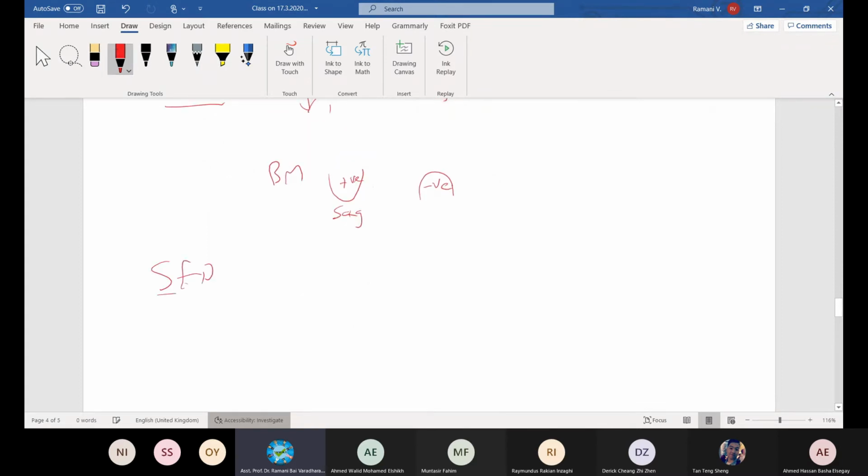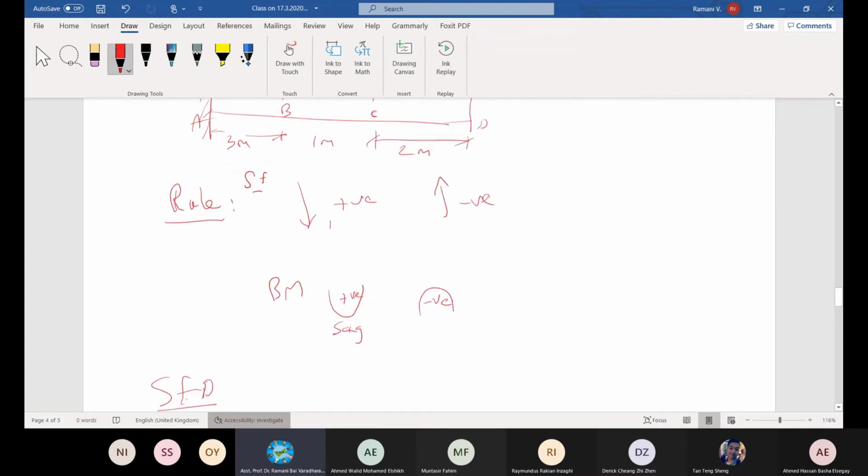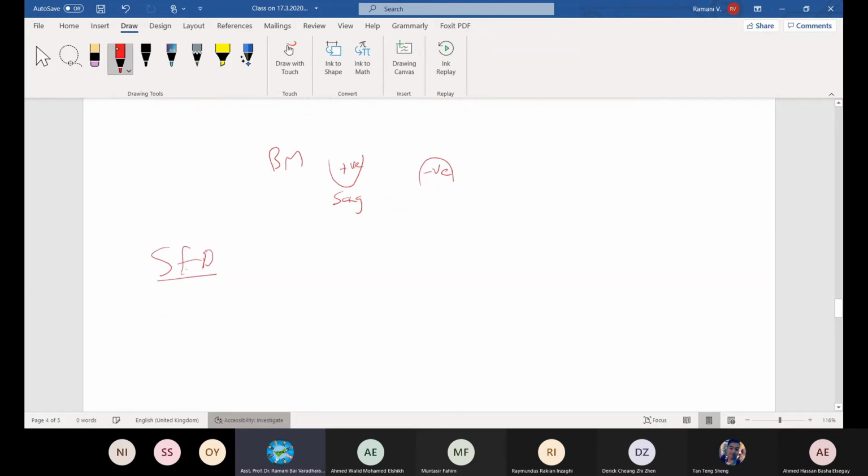Let's calculate the shear force diagram. To do the shear force diagram, take the member given to you. It's a UDL until point D. Let's take it one by one. I draw it here. The UDL runs from A to D, with B and C, and the distances are 1, 2, and 3, all in meters. The UDL is 10 Newton per meter.